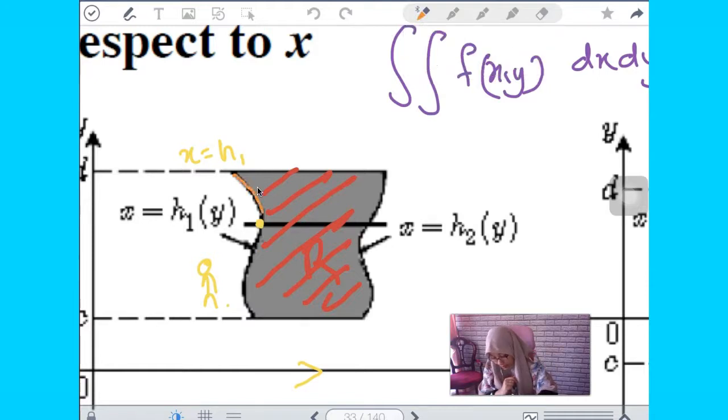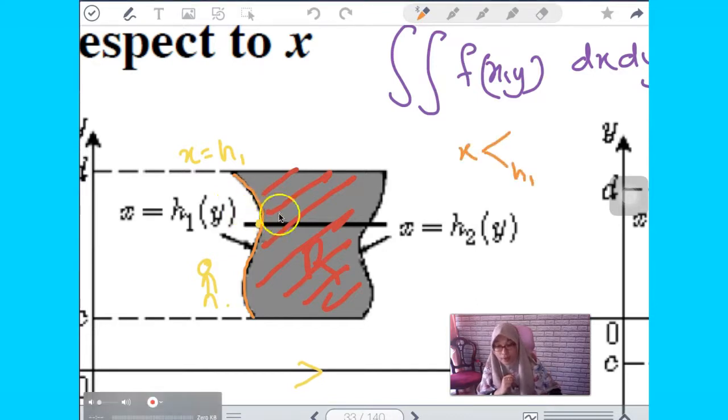So this line belongs to the curve of h1. Now you put the lower bound of x as h1, and then you just walk along to the right by increasing the value of x, right? And what is the last point that you can see on that region when you are walking along this line? This is the last point that you can see, or the highest value of x that you can have.